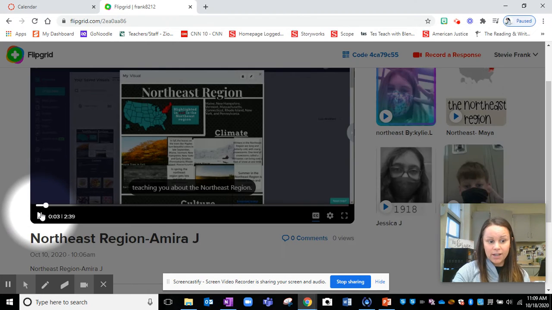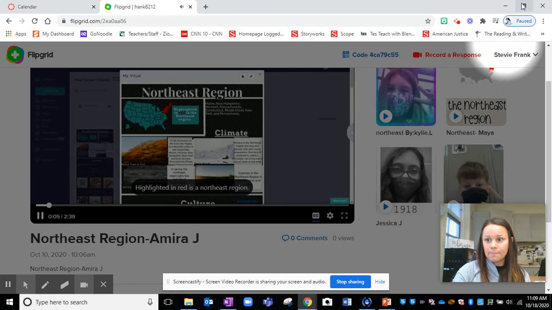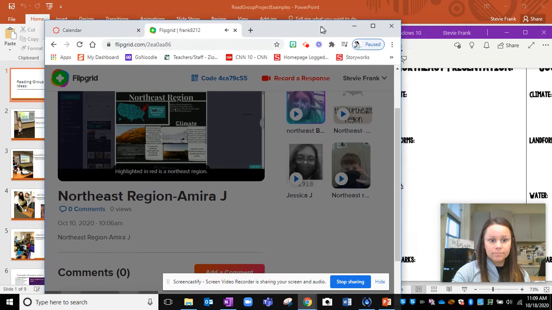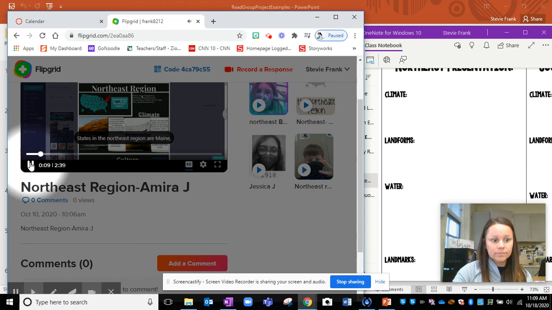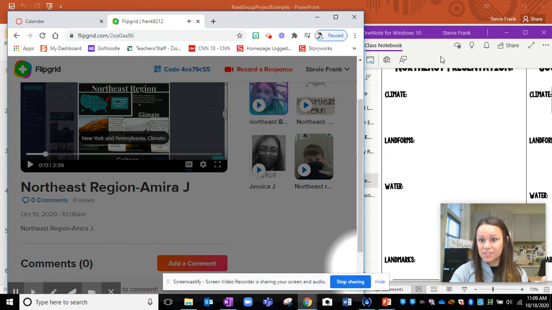So once I click play. Highlighted in red is the Northeast region. States in the Northeast region are Maine, New Hampshire, Vermont, Massachusetts, Connecticut, Rhode Island. So she's given me a list of all of those different states, right?